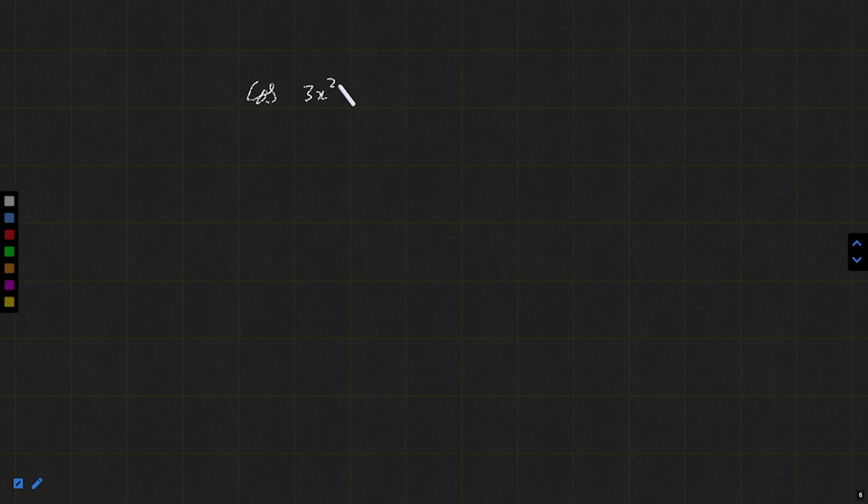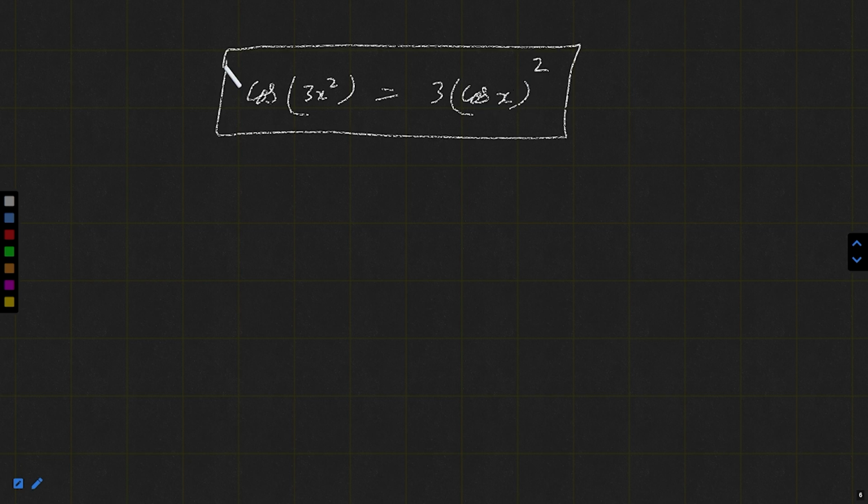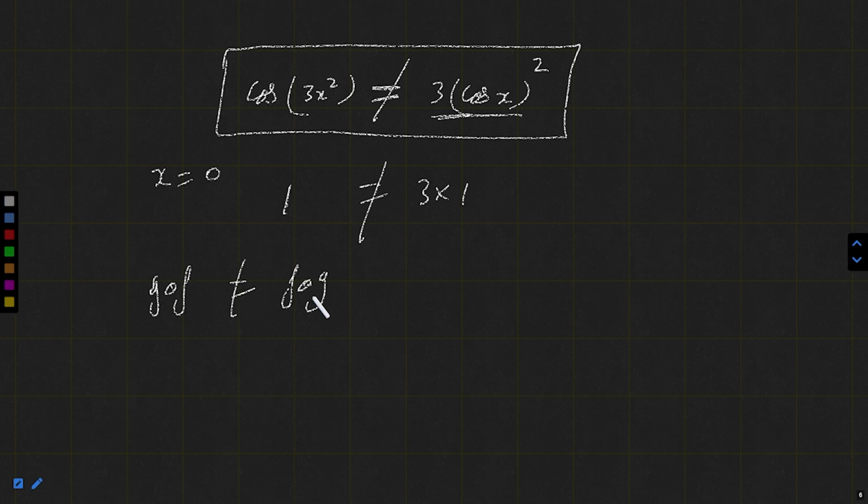That cos 3x square is equal to 3 cos x whole square. Can you think of any x such that this cannot happen? Yes. So if you put x equal to 0, what you will get? This as 1, and this will be 3 cos 0, and cos 0 will be 1. So this will be 3 times 1. You know that this is not equal to 3. So this means the fog and gof are not equal to each other. Okay.